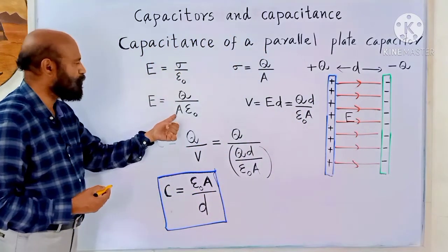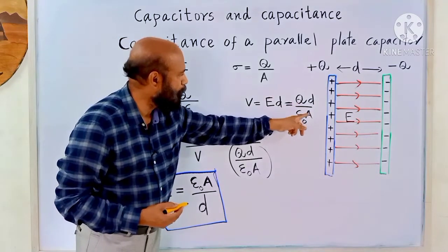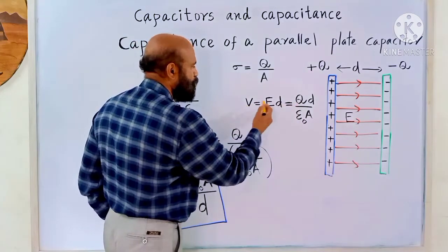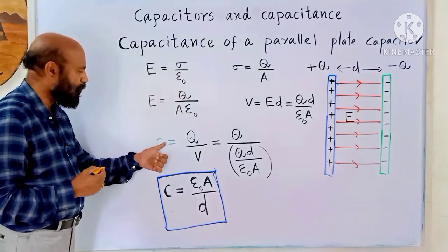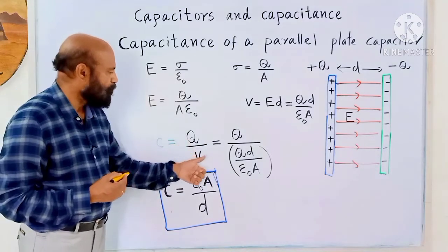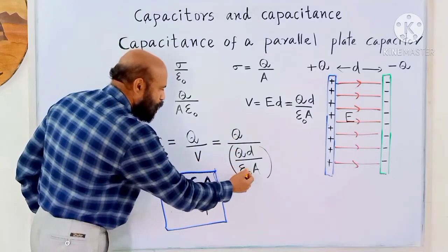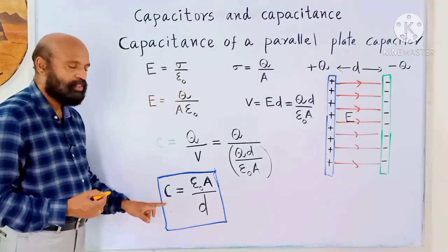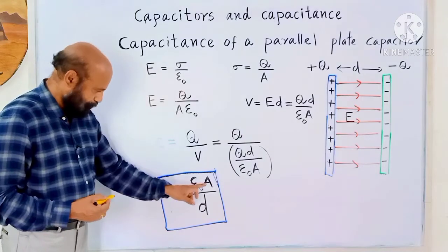Now we can substitute this intensity. E is equal to Q by A epsilon 0, then this D. So you are getting an expression for potential difference. V is equal to QD by epsilon 0 A. Now capacitance is defined as the ratio of the charge to the potential difference. So for V we can substitute this, then this Q will get cancelled and epsilon 0 A will go to the numerator. So C is equal to epsilon 0 A by D. So this is the expression for capacitance of a parallel plate capacitor.